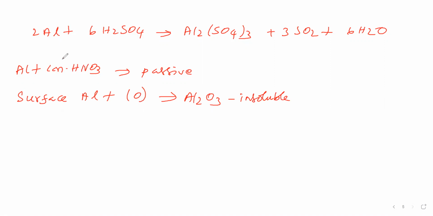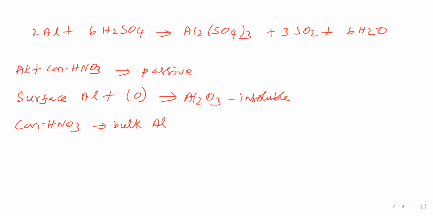Therefore, concentrated nitric acid is unable to go to the bulk aluminum. So bulk aluminum is not in contact with concentrated nitric acid. So bulk aluminum is unable to get nascent oxygen. Bulk aluminum means the inside aluminum atoms. This bulk aluminum is not getting oxygen, therefore it is not converting into Al2O3, therefore it is not undergoing reaction. Therefore, we can say aluminum is passive in concentrated nitric acid.